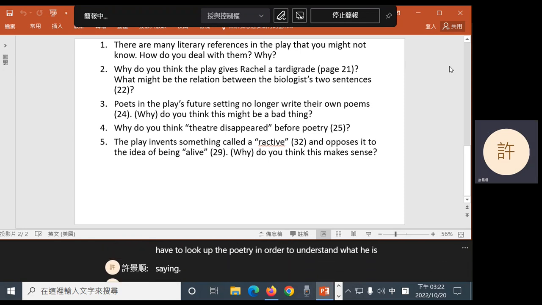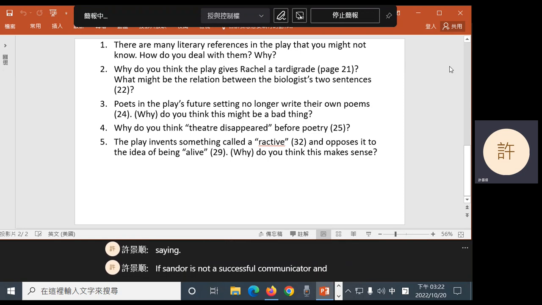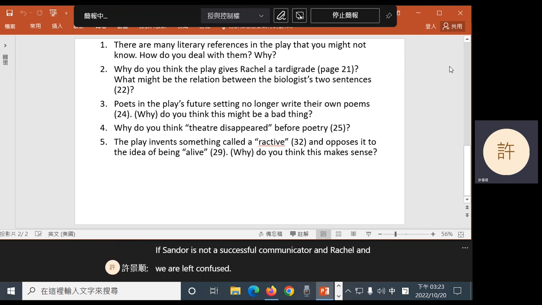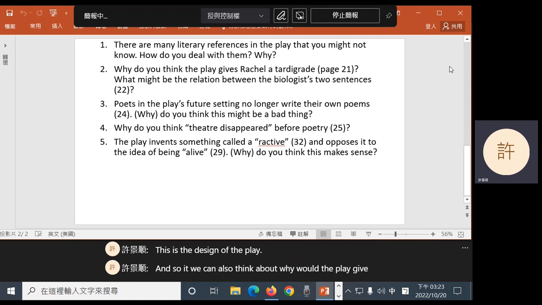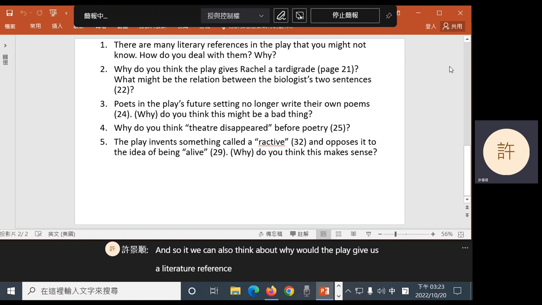If Sandor is not a successful communicator, and Rachel and we are left confused, this is the design of the play. And so we can also think about, why would the play give us a literature reference that the audience is not supposed to understand? What effect does that have on us as an audience?